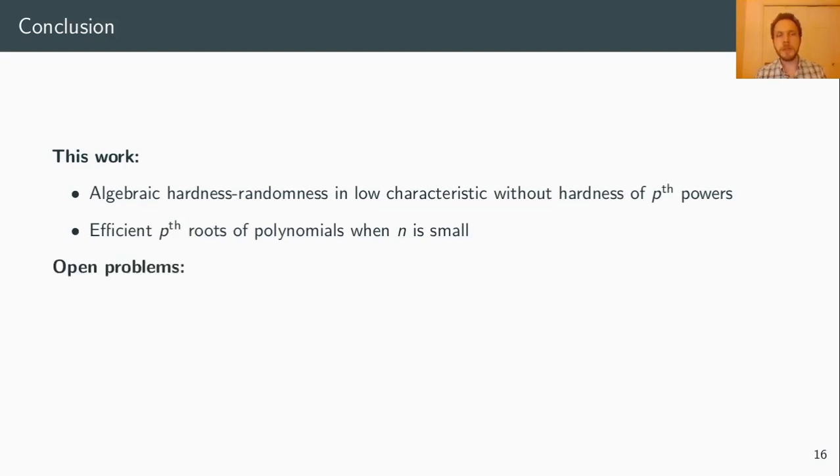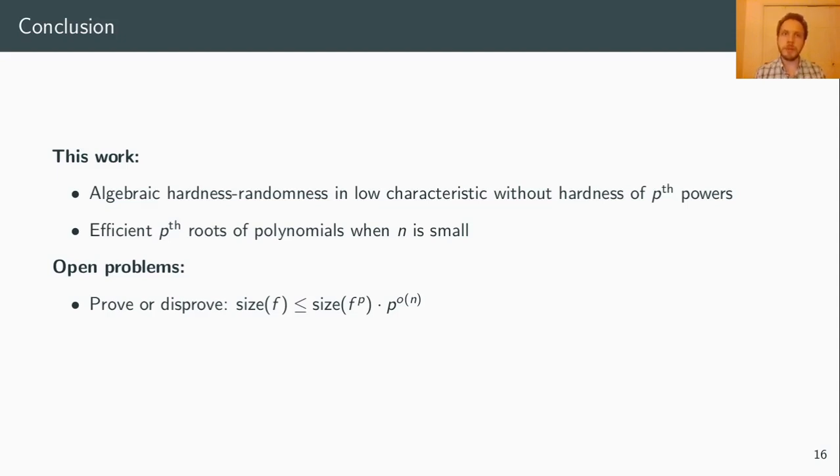Now, what are some problems that are left open by this work? Perhaps the main open problem here is to better understand the complexity of pth powers and pth roots. As a concrete open problem, can we take a pth root and incur a blowup where the exponent on p is now sublinear in n? Already this would be interesting in the context of the hardness-randomness framework, in that this would allow us to start using multivariate hardness assumptions as opposed to these univariate or constant-variate hardness assumptions in certain hardness regimes.